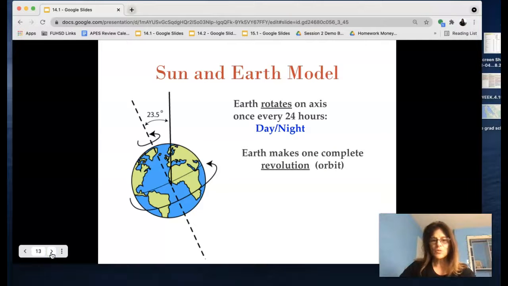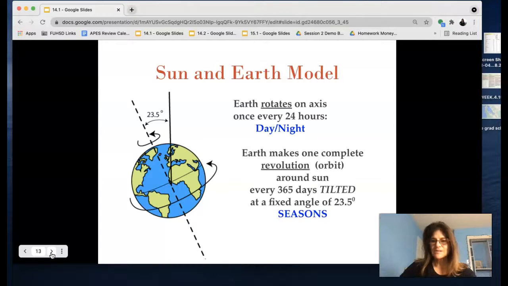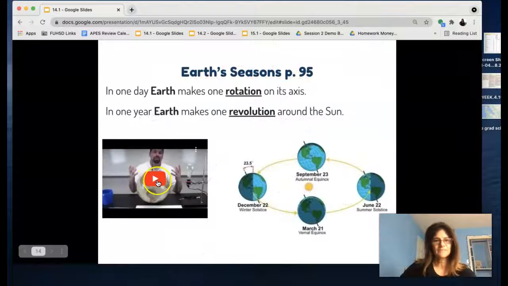The Earth also makes one complete revolution around the Sun approximately every 365 days, and that is why we experience a year. But the key to this revolution is that the Earth is tilted at a fixed angle of 23.5 degrees, and that is why we experience seasons.